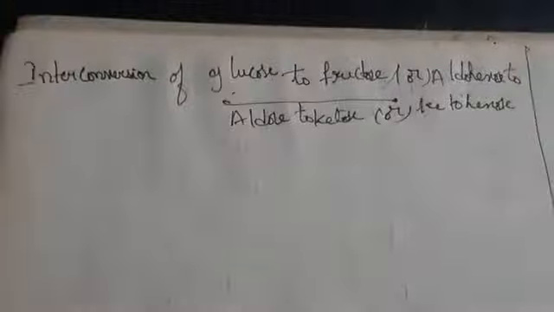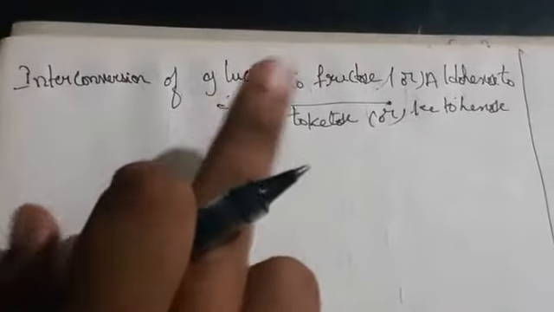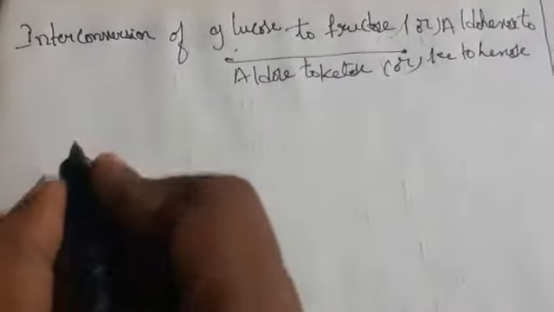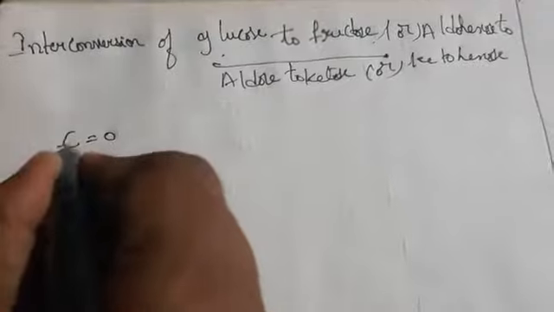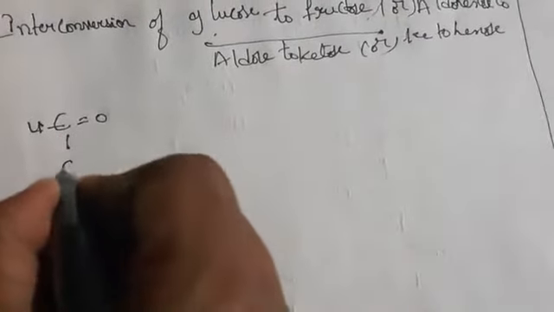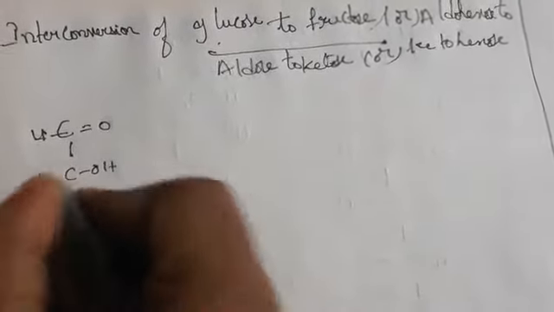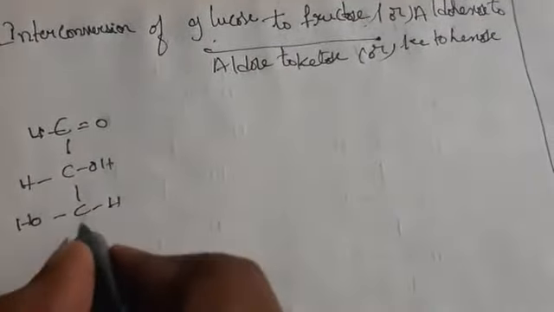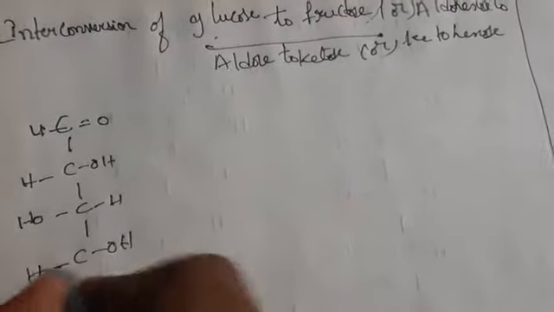So now let us see, first of all, let us take glucose. What I have told you, we have to convert glucose to fructose. So first write the formula. Glucose: CHO, then CHOH, CHOH, CHOH, CHOH, and CH2OH. So this is the formula of glucose.